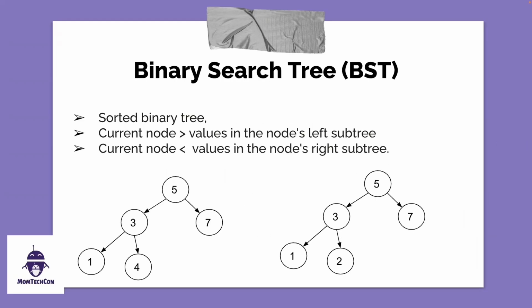Now, a binary search tree is a sorted binary tree. Each node should have its right side with a smaller value than the current node's value, and its left side values greater than the current node's value. Can you guess which one of those trees is not a binary search tree?